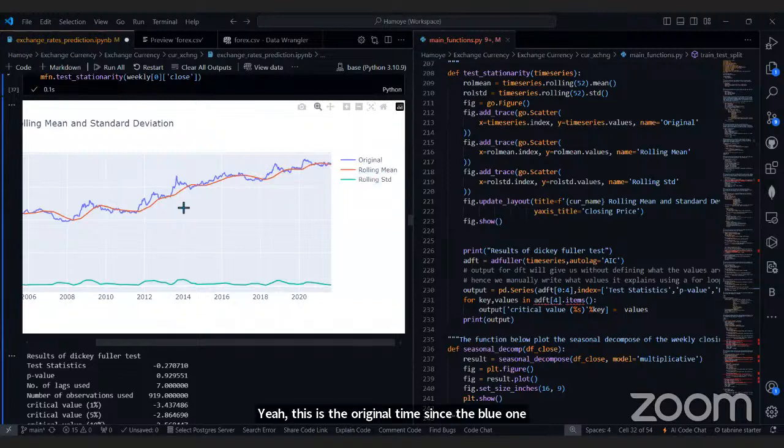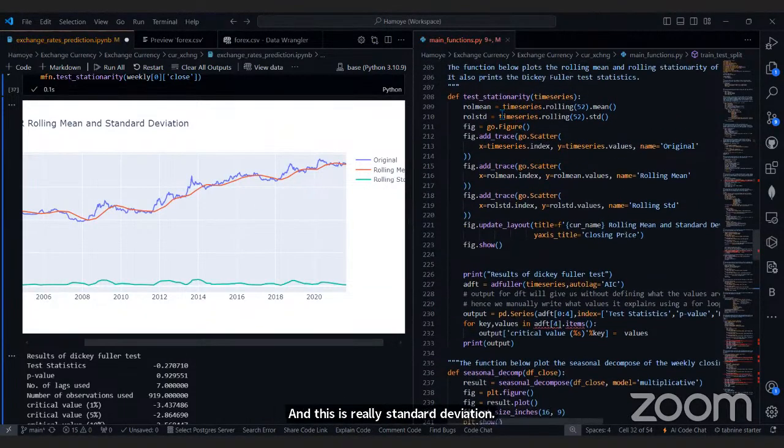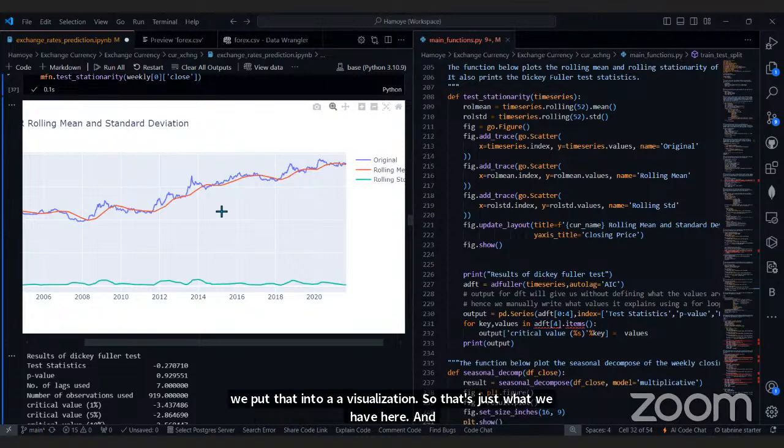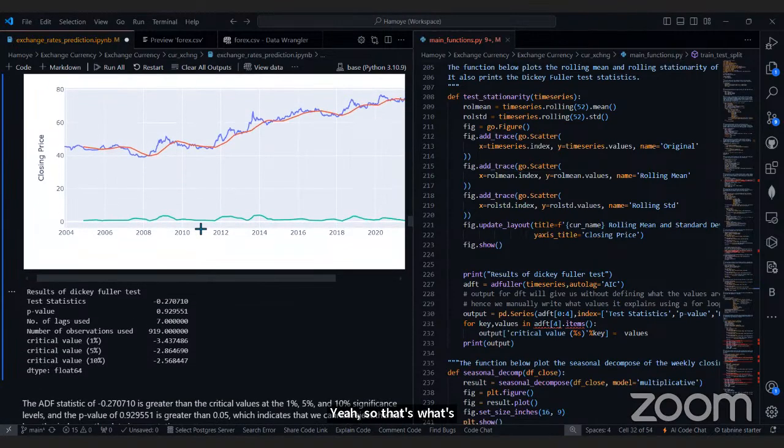While the red line is the rolling mean. We talked about smoothing, right? So this is the rolling mean. Then this is the rolling standard deviation. So let's look at the function. It does a 52 weeks rolling mean and rolling standard deviation, and we put that into a visualization. So that's what that chart is showing us. Then we have the Dickey-Fuller test.